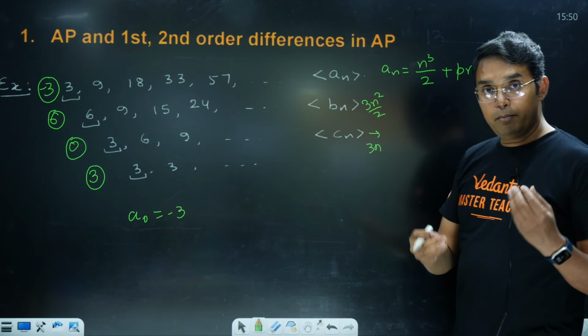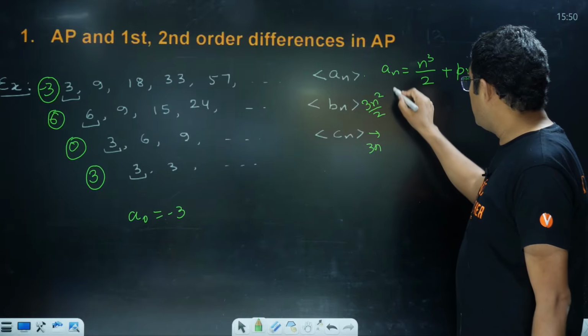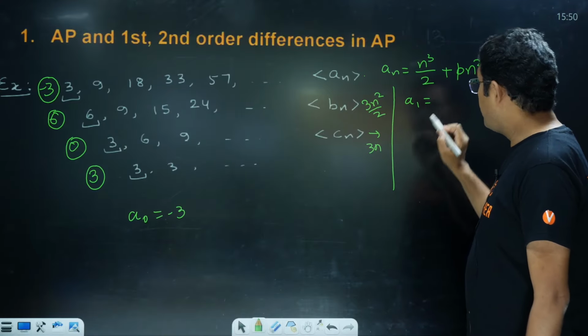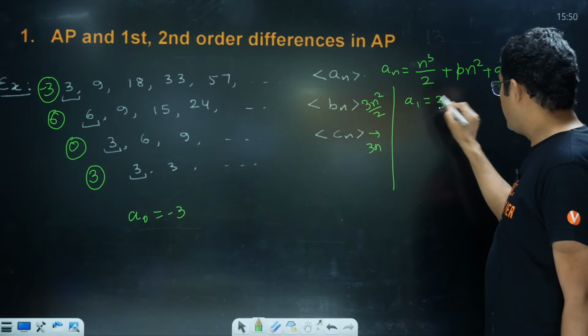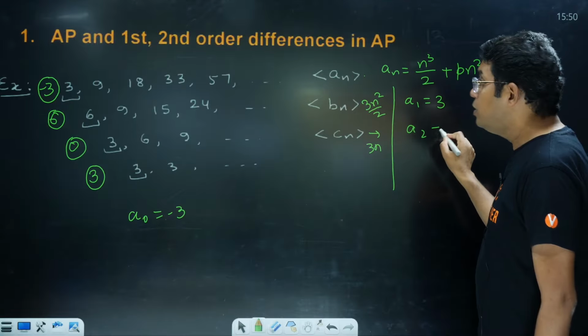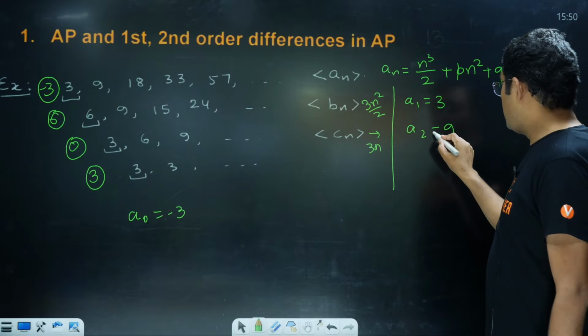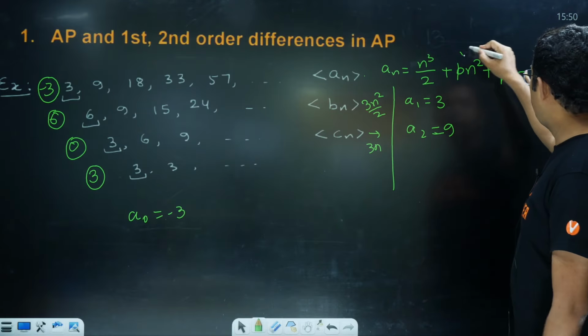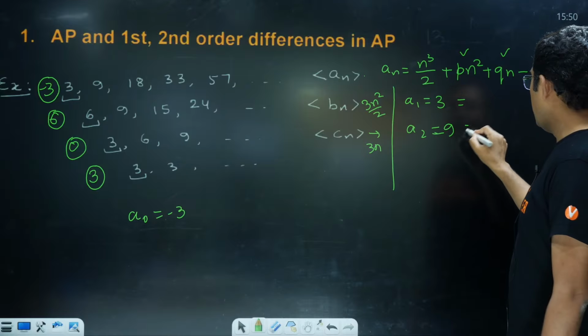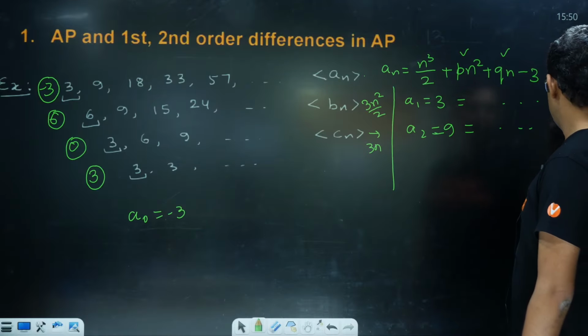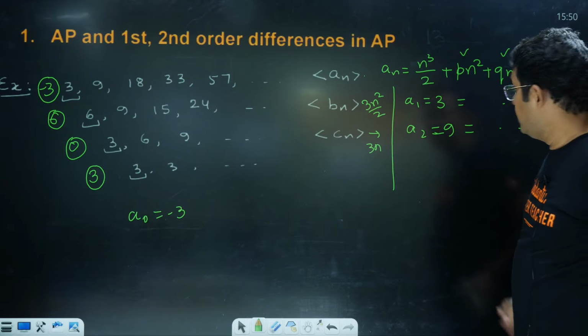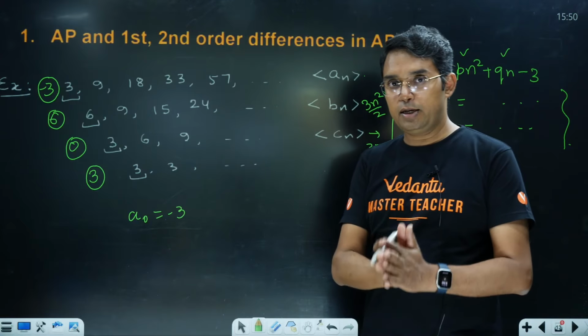Now to find my p and q values, I will use A1, which is 3, and A2, which is 9. Two equations have to be used to get p and q. I think this can be done, but I will not do it completely. You can find p and q. The solution is given in the session notes. You can check there also.